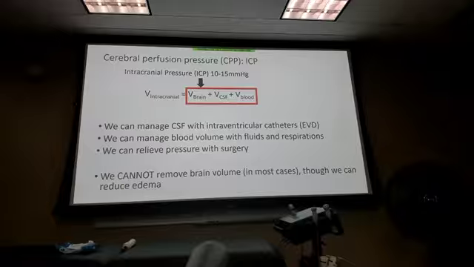The only other thing is, theoretically, we can do things to help alleviate pressure on the brain with surgery. We can actually do what's called a craniectomy or craniotomy and take the skull flap off, so there's room for the brain to swell. We're not doing anything with the tissue, we're just opening the space to give it more room to swell.